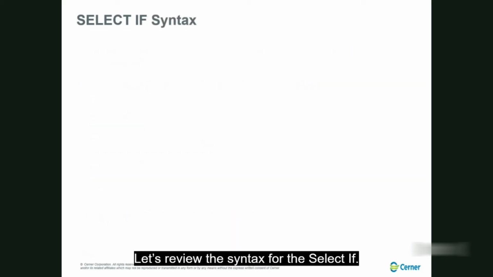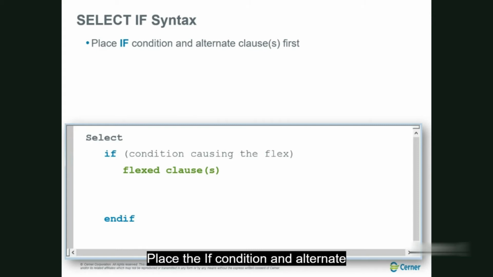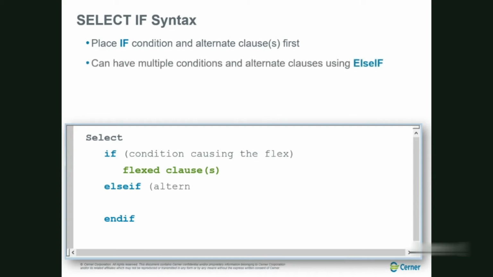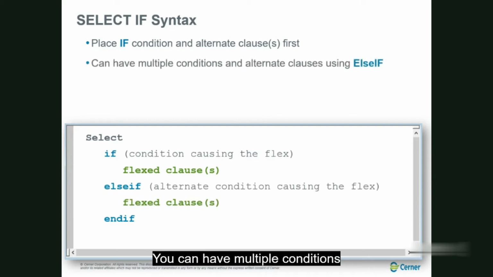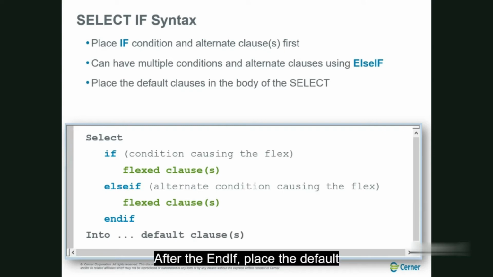Let's review the syntax for the select if. Place the if condition and alternate clauses first, immediately after the select. Include only the clauses that you need to flex in the conditional statement. You can have multiple conditions and alternate clauses using else if. Again, you only include the clauses that you want to flex. After the end if, place the default clauses in the body of the select.